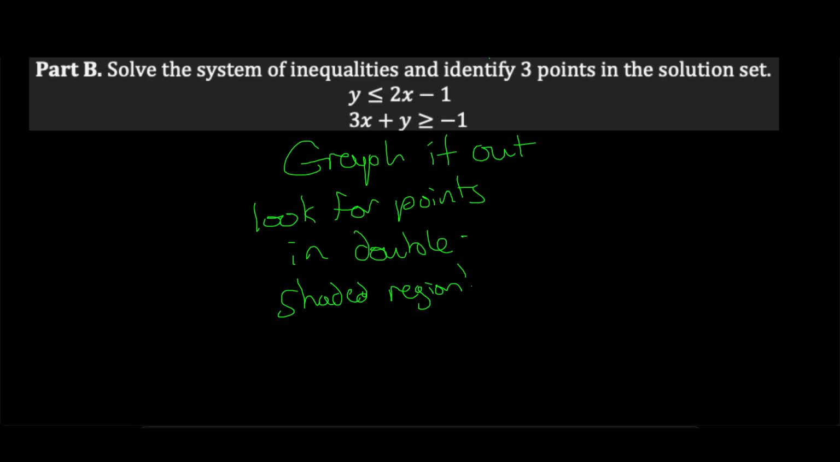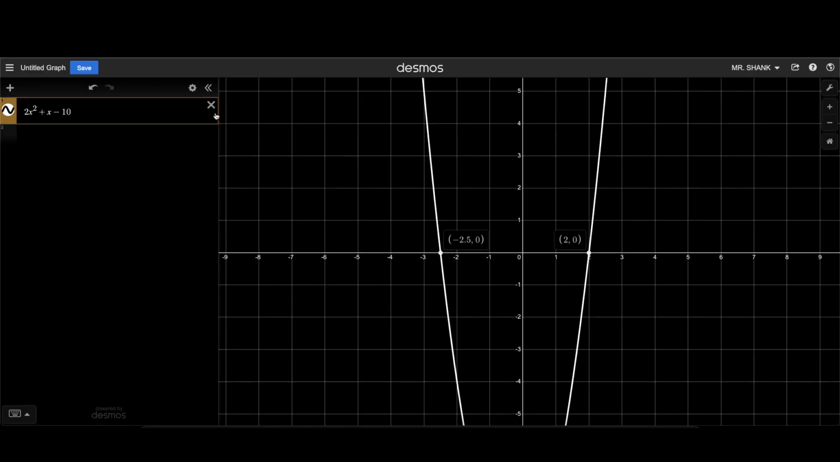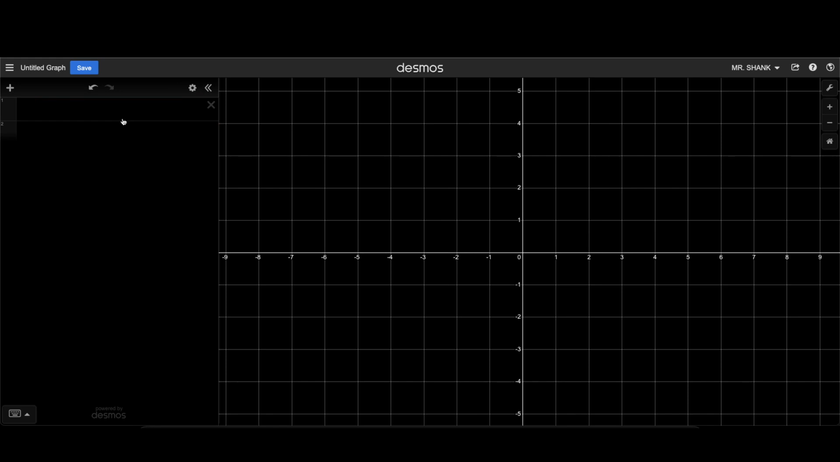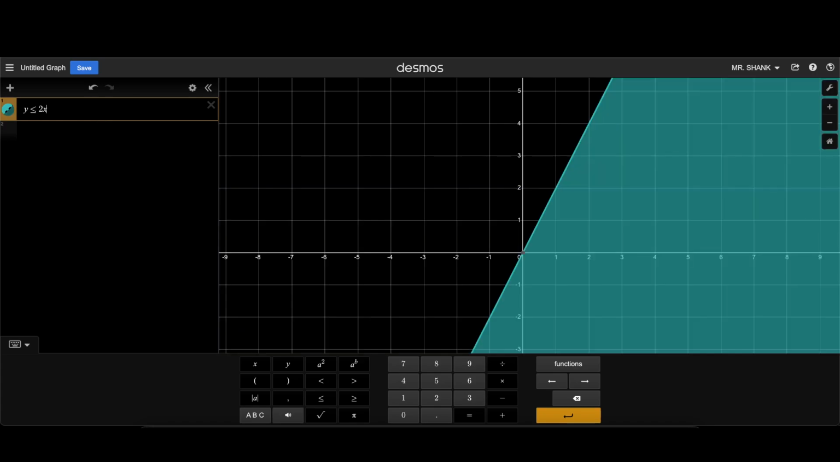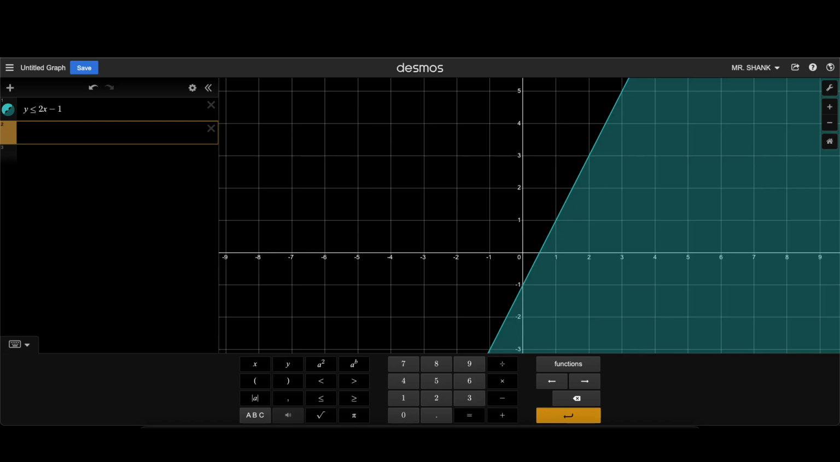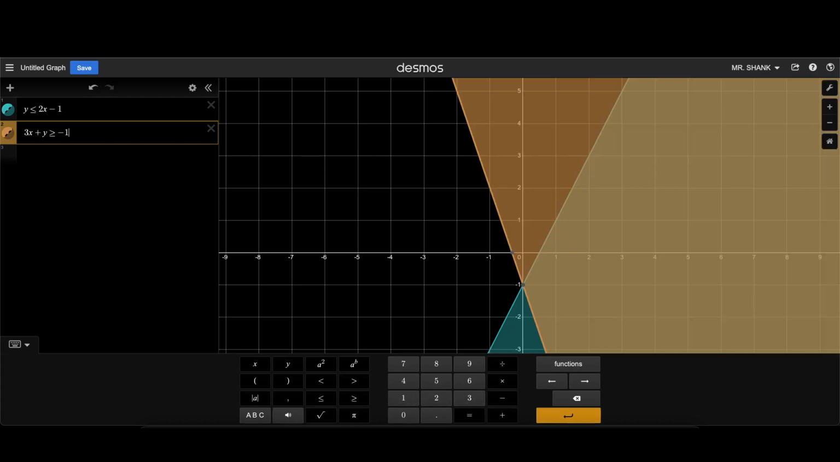Because I'm trying to find where I have any points in those double shaded regions. So let me show you guys what I'm talking about. I have my first inequality. I'm going to type them in exactly as they look. So I need y less than or equal to 2x minus 1. And for the second one, I have 3x plus y is greater than or equal to negative 1.